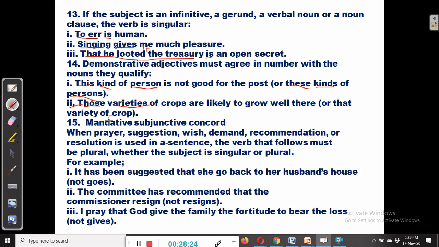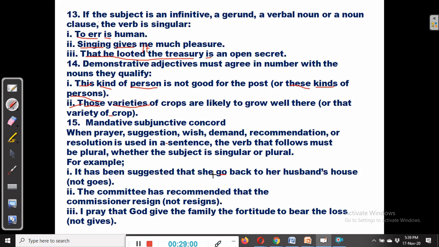Number 15, mandative subjunctive concord. When prayer, suggestion, wish, demand, recommendation, or resolution is used in a sentence, the verb that follows must be plural, whether the subject is singular or plural. For example, it has been suggested that she go back to her husband's house, not goes, because it has been suggested that she go, not that she goes.